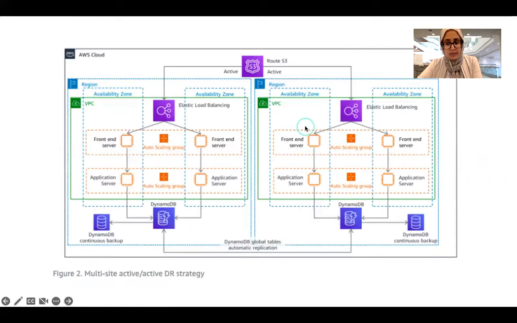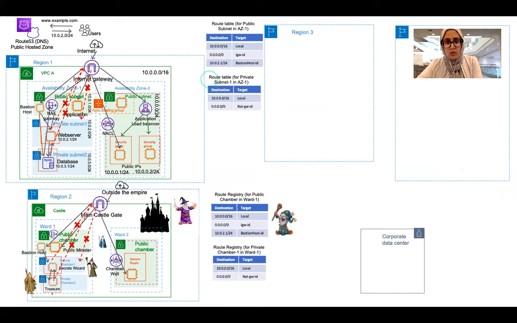So let me show you what I mean. For example, Route 53 can directly reach out to these regions without CloudFront. What it can also do is go through CloudFront.